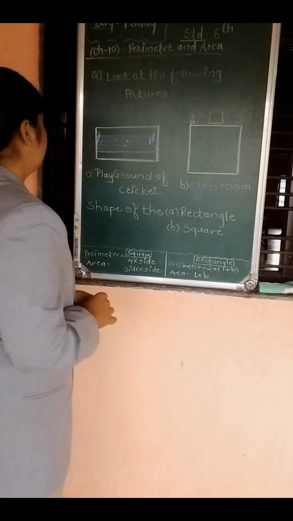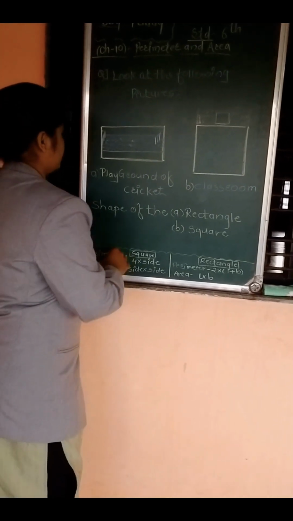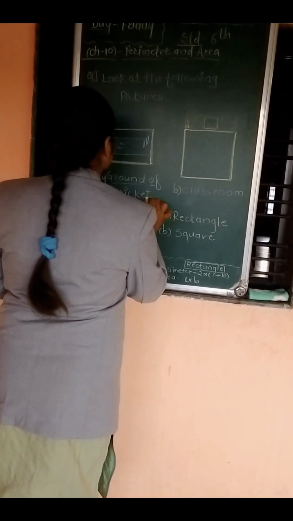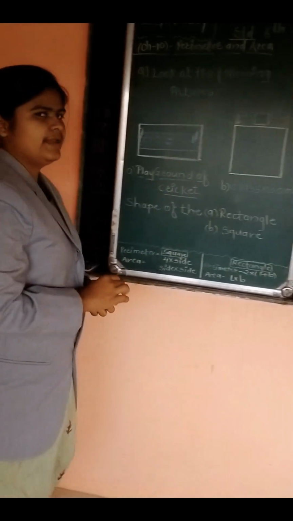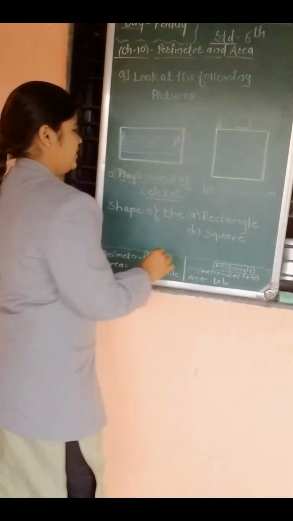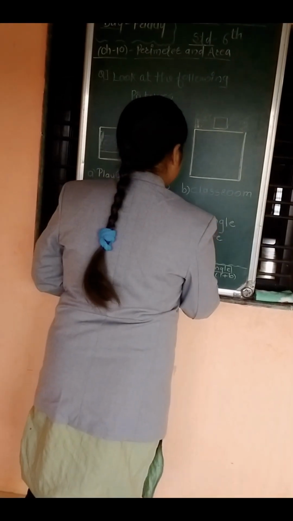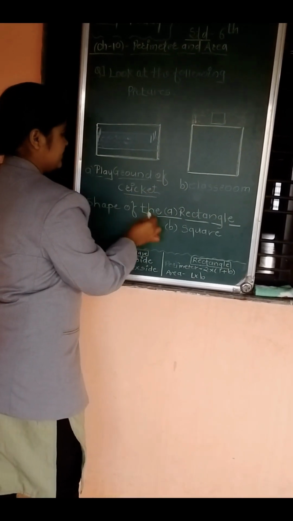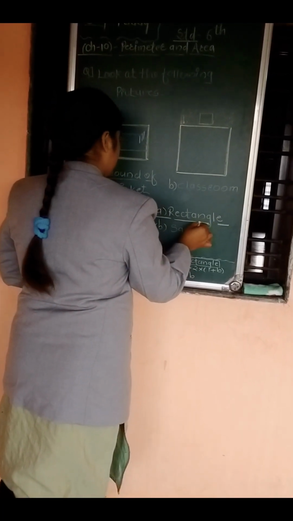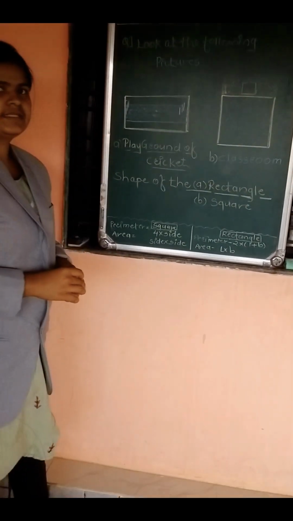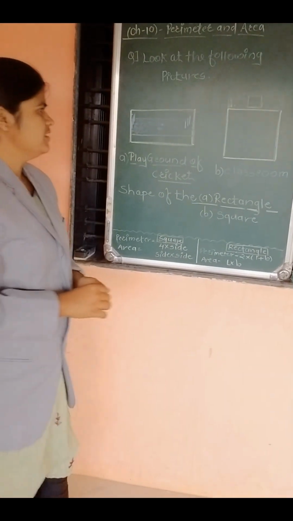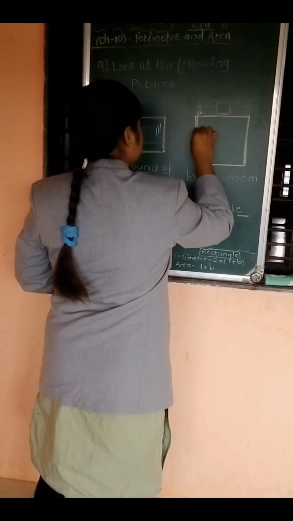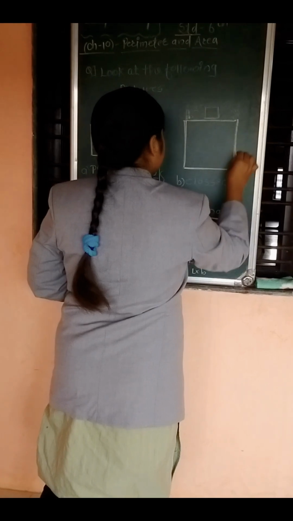In the first picture, it is a cricket playground. The shape of the cricket playground is rectangular. Here I have written that the shape of the cricket playground is a rectangle. And what do you observe in the second picture? That is a square shape. The classroom shape in the school is a square.